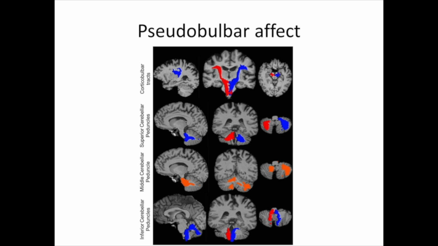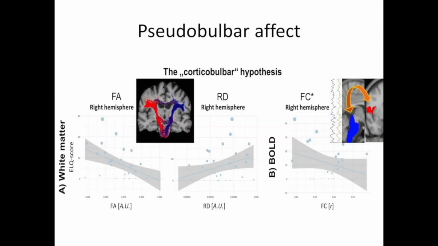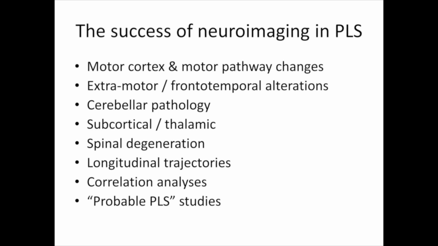And if you look at the same thing, instead of structural connectivity, look at functional connectivity, same thing. So as the brainstem gets disconnected from the bulbar region of the motor cortex, the patients will manifest and experience pseudobulbar symptoms. So on paper, the thalamus is affected, subcortical structures. We can look at the spinal cord now. We can map changes longitudinally.